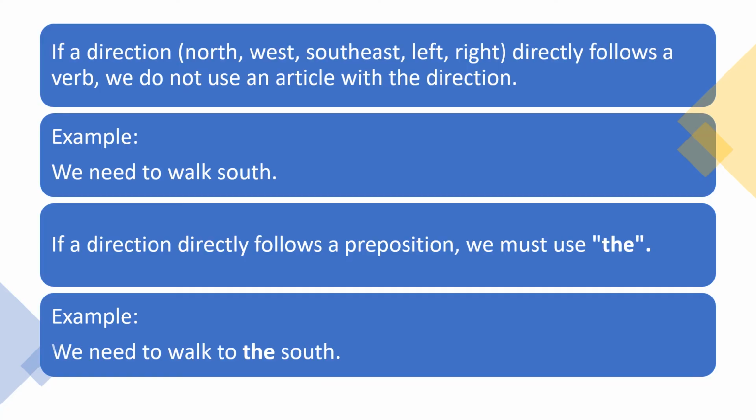If a direction, north, south, southeast, left, right, directly follows a verb, we do not use an article with the direction. For example, we need to walk south. However, if a direction directly follows a preposition, we must use the. For example, we need to walk to the south.